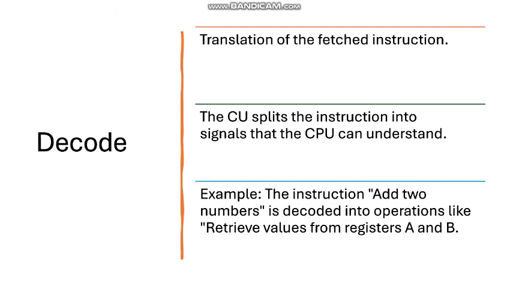The second one is decode. Translation of the fetched instruction is the main purpose of this. The CPU splits the instructions into signals that the CPU can understand. Examples for decode: the instruction add two numbers is decoded into operations like retrieve values from registers A and B.